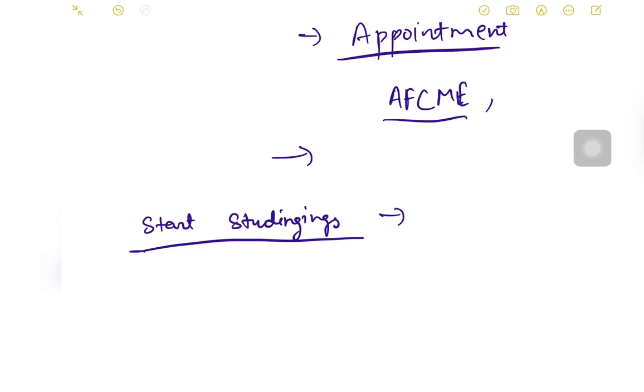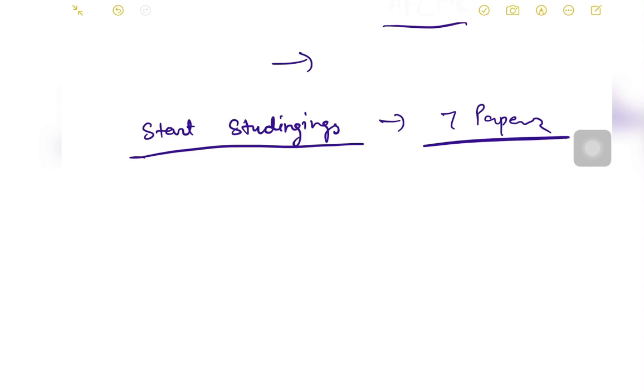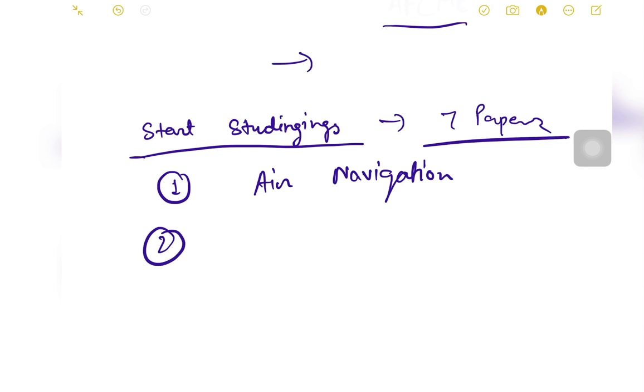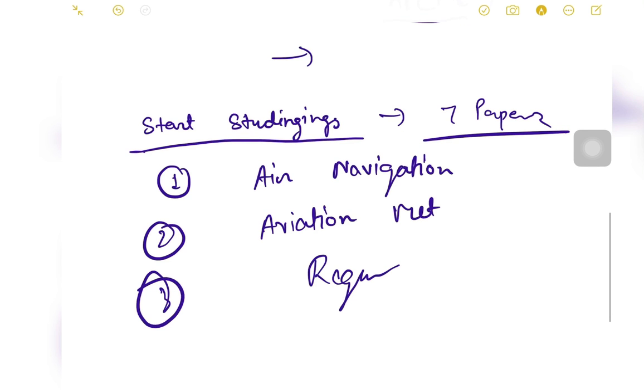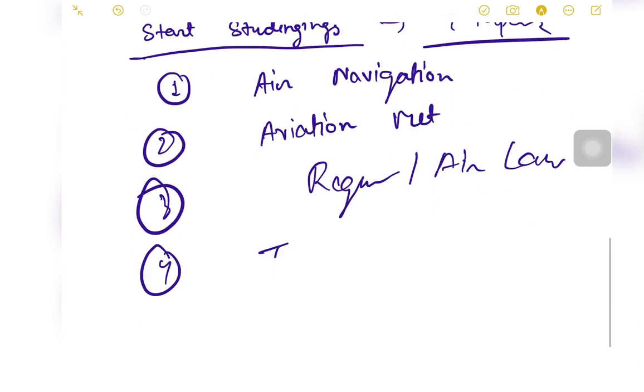So in the meantime, you need to start studying the papers. There are basically seven papers you need to pass over your entire CPL course. What are those papers? The first is air navigation. The next paper you need to pass is aviation meteorology, aviation met. It has been given there at many places. Aviation meteorology done, then regulations, you can also say air law, anything you can say. Then technical comes, technical general.